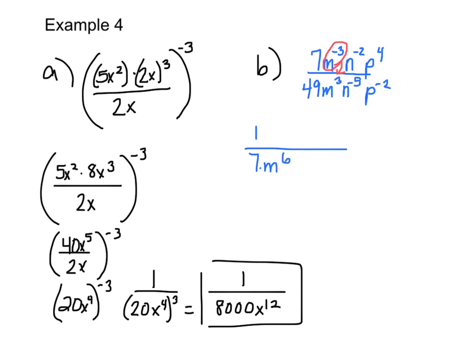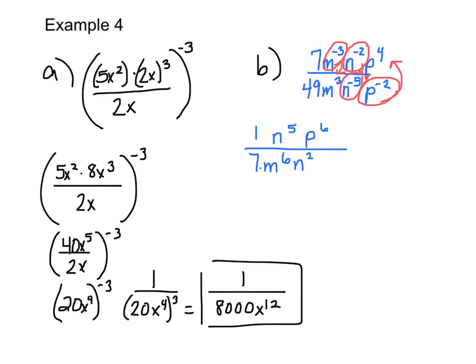Then n to the negative 2 goes to the bottom, n to the negative 5th goes to the top. And when they do that, they become positive. So n to the 5th becomes on top, and n squared is on bottom. I then have to take my p to the negative 2, which is on bottom, and move it to the top. Because there's already 4 on top, I combine it and I get p to the 6th.